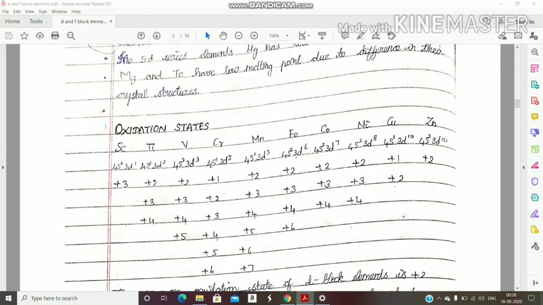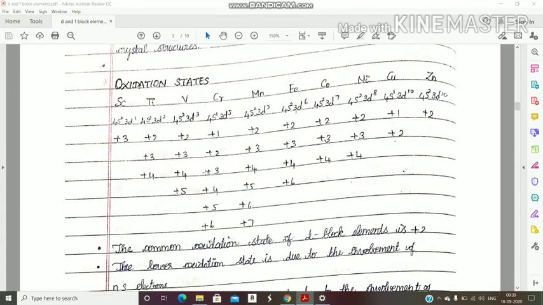Next topic, oxidation states. This is the first characteristic. They exhibit a more number of oxidation states due to less energy difference between ns and (n-1)d subshells. Here only outer electronic configurations are mentioned for the corresponding elements. Scandium 4s2 3d1, titanium 4s2 3d2, vanadium 4s2 3d3, chromium 4s1 3d5, manganese 4s2 3d5, iron 4s2 3d6, cobalt 4s2 3d7, nickel 4s2 3d8, copper 4s1 3d10, and zinc 4s2 3d10.